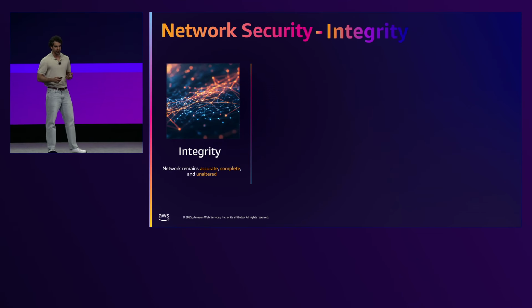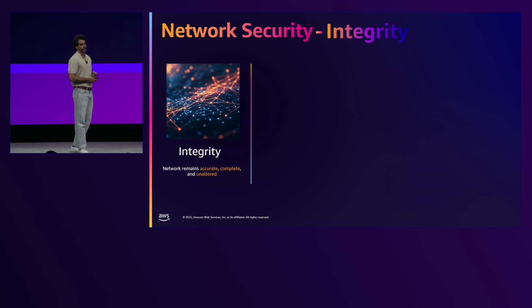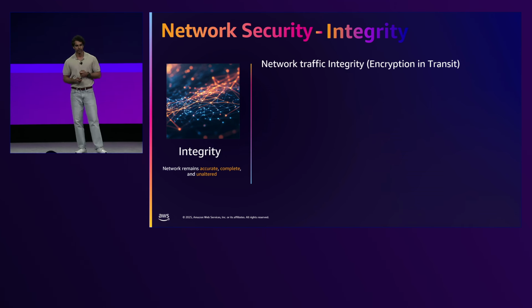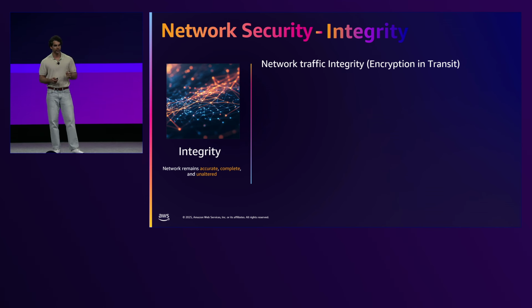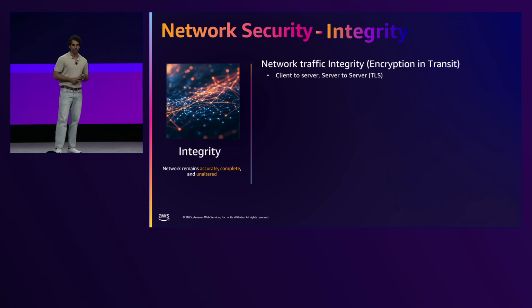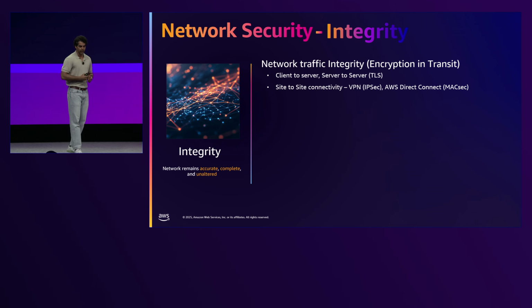Now, looking at our next pillar, network integrity, we want to make sure that our network remains accurate, complete, and unaltered. Now, there are two ways to achieve it. First is to ensure network traffic integrity. We do this by encryption in transit. So for client to server to server to server communication, we have TLS. Going one layer down, site-to-site connectivity, we have IPsec, which is IP security protocol for VPN. And then on Direct Connect, we can leverage MACsec or MAC security, which is even a layer down at layer 2.